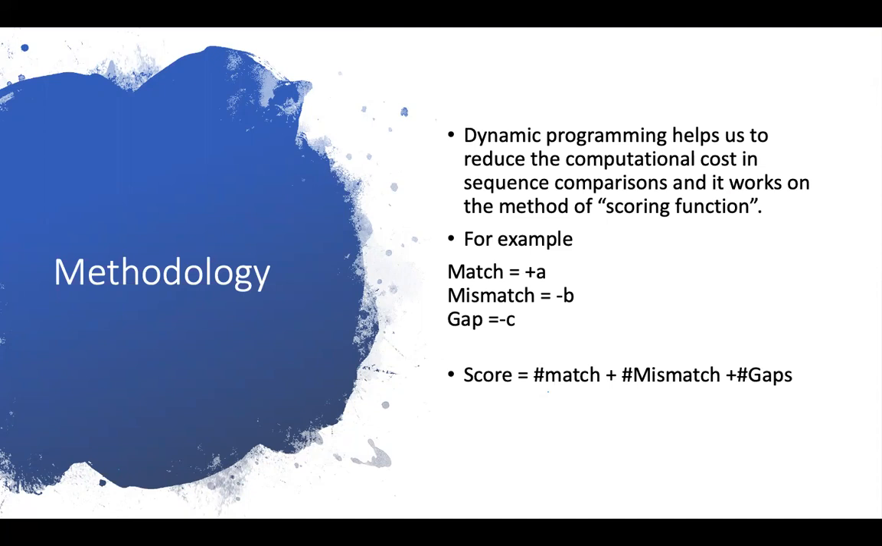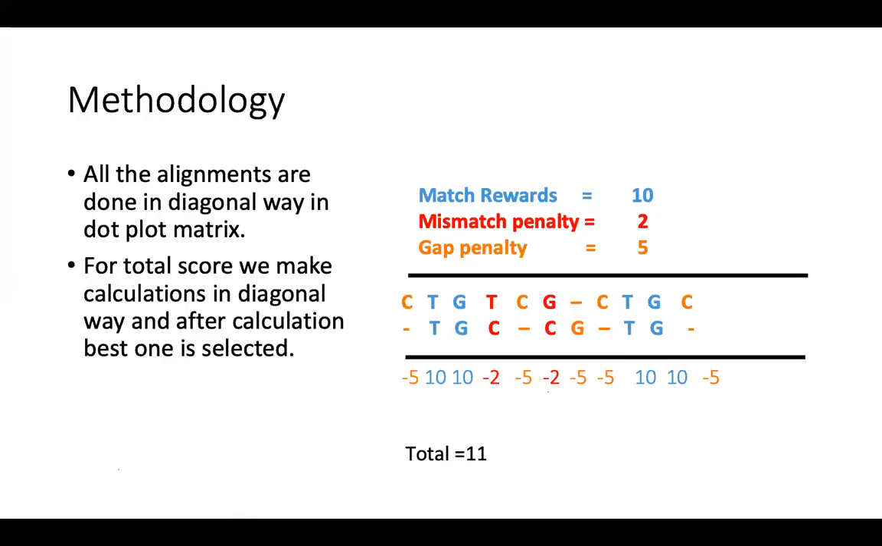We take into account the mismatching that is caused due to insertions, deletions, mutations, substitutions, or any gap inserted due to substitution or mutation as well. So basically, we have to score these changes in the sequence alignment accordingly. For example, we represent match as plus A, mismatch as minus B, and gap as minus C. Then the score is equal to the summation of all these three.